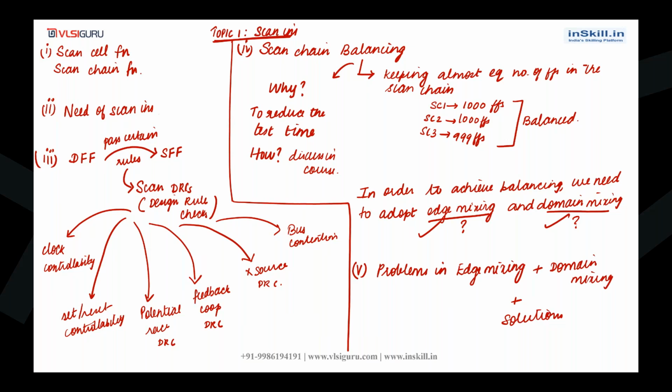Okay, and then if you go for edge mixing and domain mixing, again it will introduce some problems. So what problems will edge mixing and domain mixing introduce, and what will be the solution, how are we going to overcome that problem? So that is what we are going to discuss: problems in edge mixing and domain mixing, and then their solution. So this is the first topic, which is the scan insertion topic.